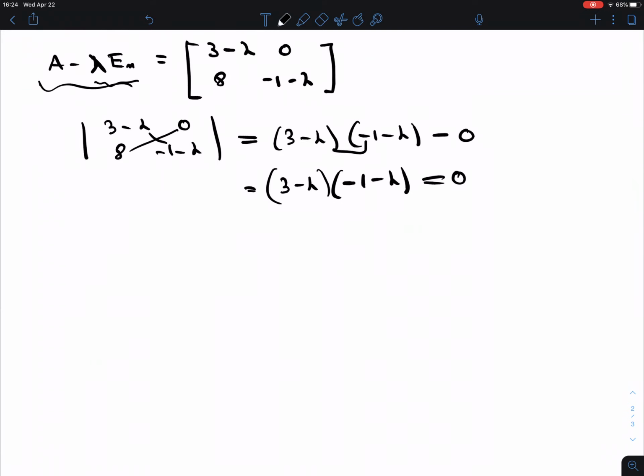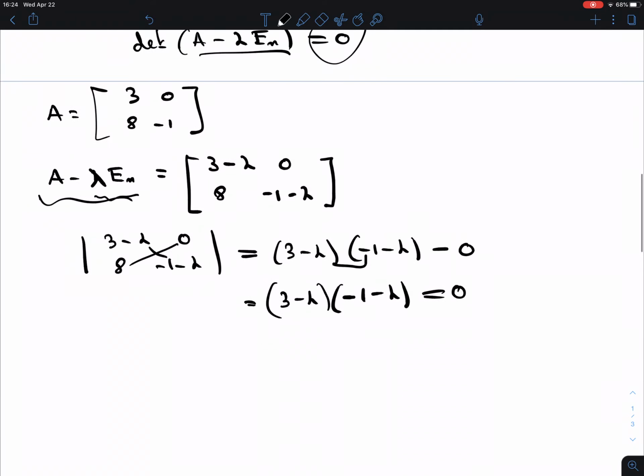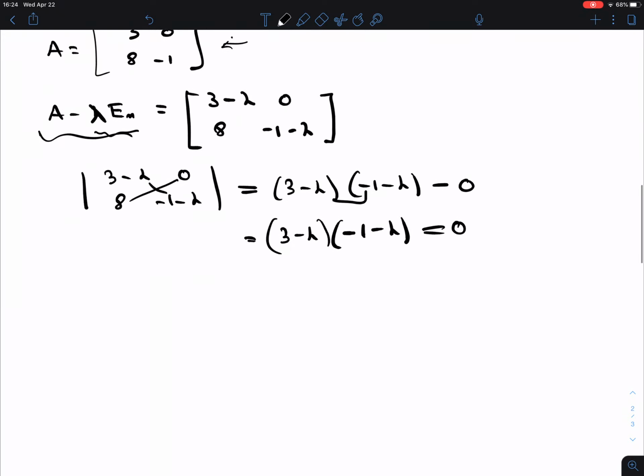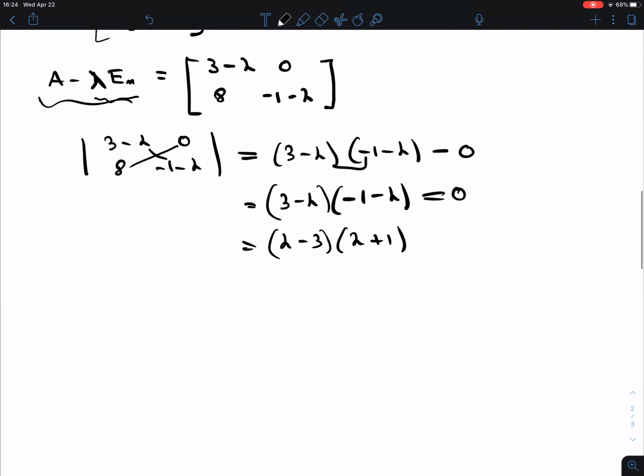So what we get is a quadratic equation. Quadratic because we start with a 2 by 2 matrix. If you did a 3 by 3 or 4 by 4, you would get more diagonal elements, so higher degrees. So let's solve this. It's easier to bring the negative sign out, and then you can write this as negative 3 minus lambda times lambda plus 1. I hope you see that. The two solutions are lambda is 3 and lambda is negative 1.